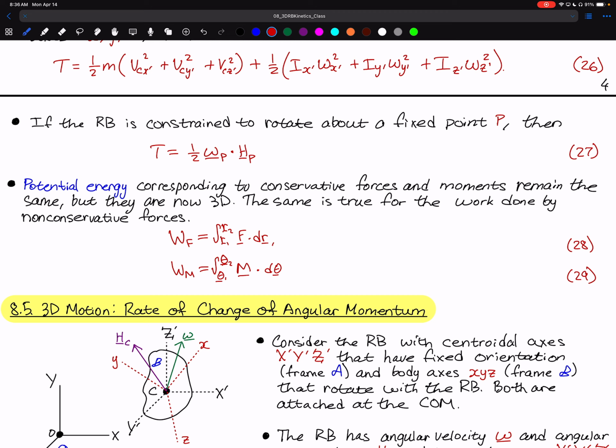And all of the things we found before, like for gravity, mgh, these are all true. You just now need to keep track of where the rigid body is in 3 dimensions, how its height is changing. Same thing with springs. Springs have the same force law, where it's 1/2 k times the deformation of the spring squared. That deformation now just depends on 3 directions.